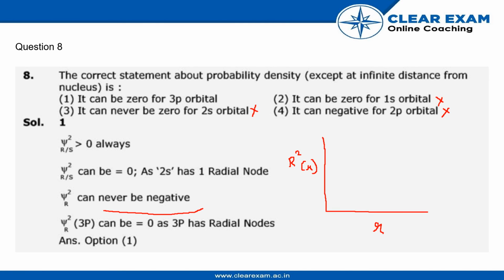Now the graph for the 3p orbital. The graph for the 3p orbital is like this. So for the 3p orbital, the wave function can be 0. So this is the only option here which is true. So the correct answer is, it can be 0 for the 3p orbital.